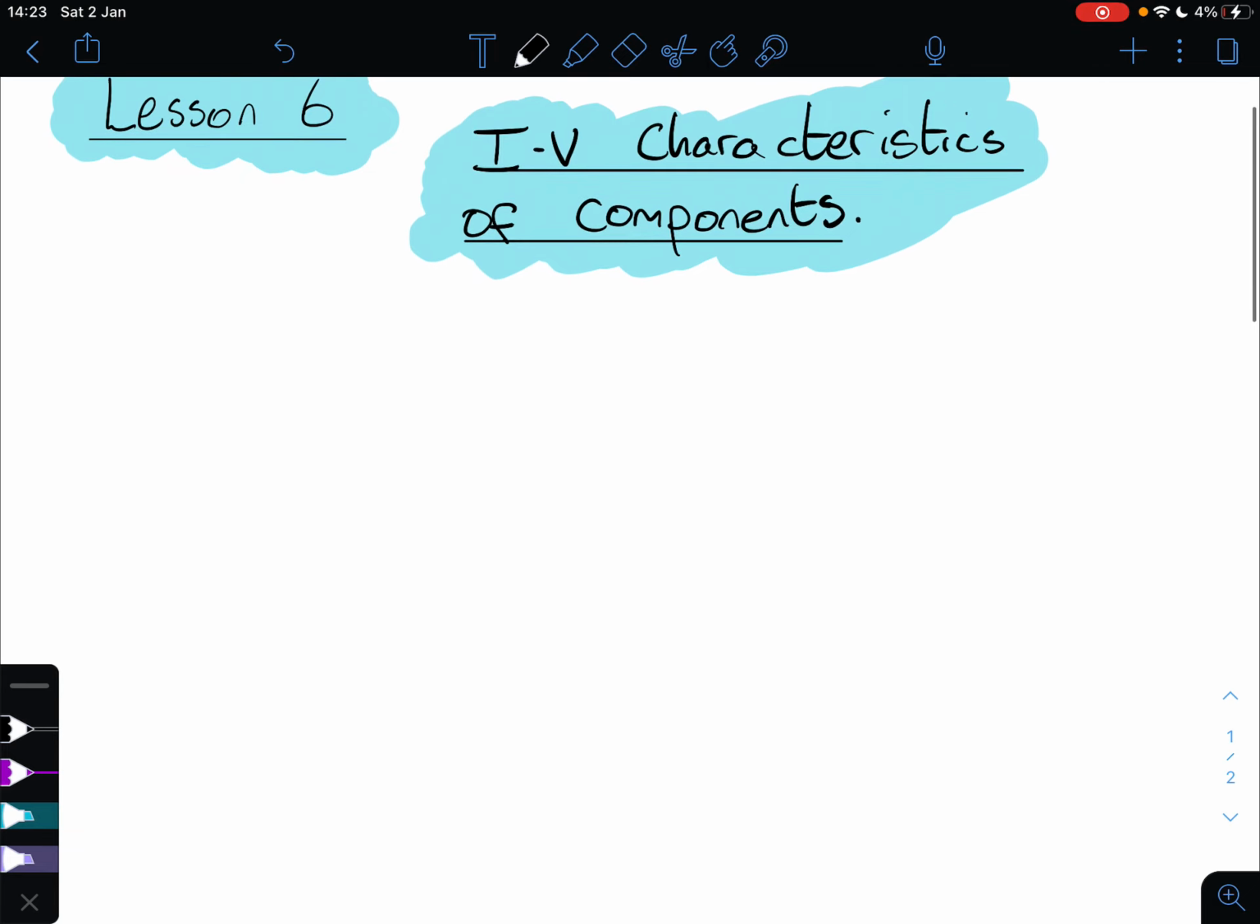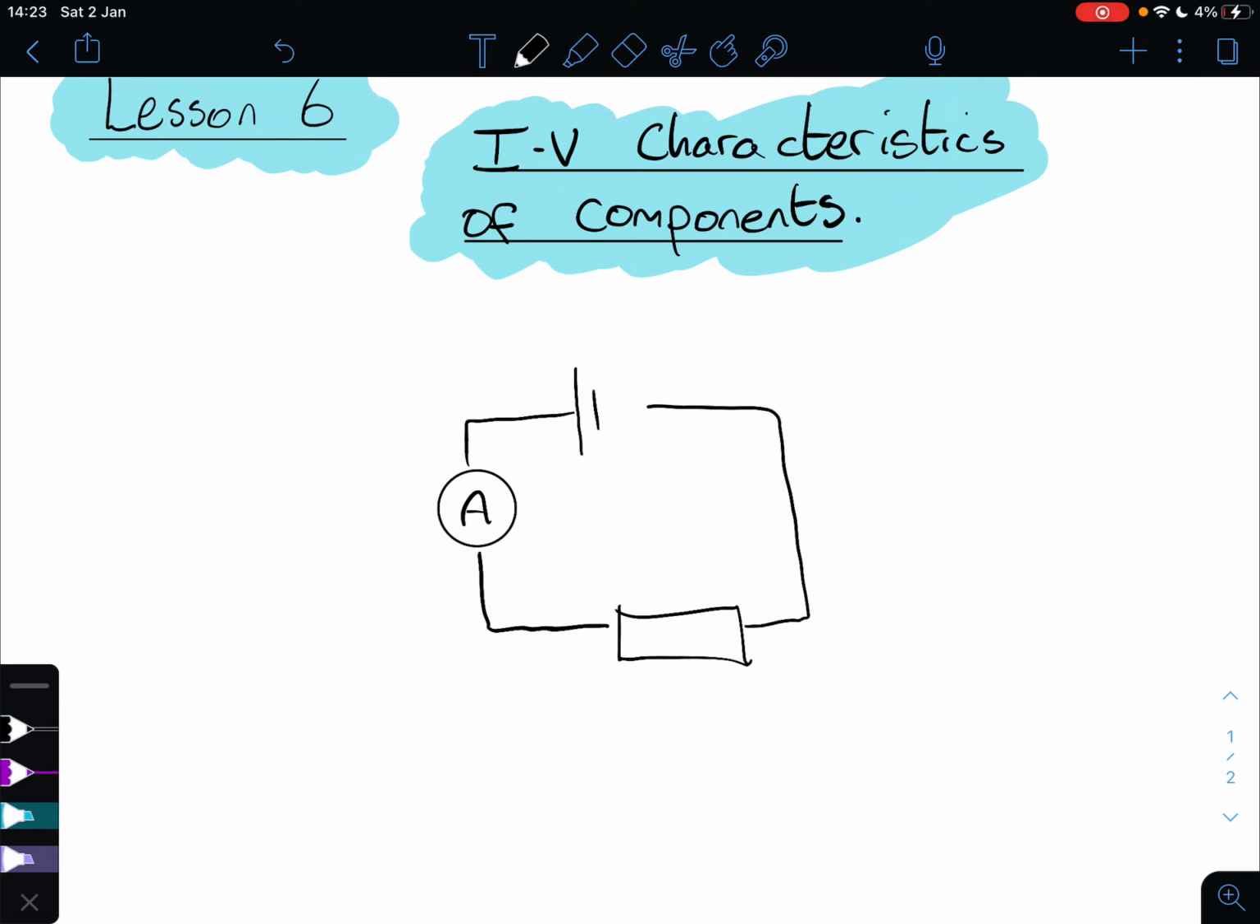We learned in previous lessons that we can make a simple circuit. So here I'm going to make a circuit. I'm going to have a cell. I'm going to plug in an ammeter, make that go circular, plug that in, and I could plug that into something. So say I plug it into a resistor. There it is, and I complete the circuit.